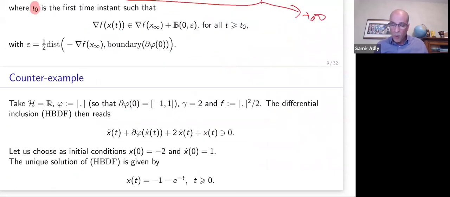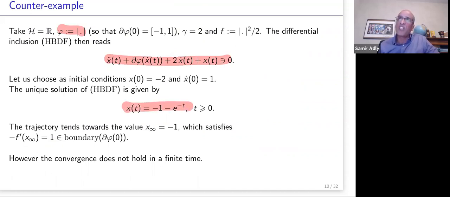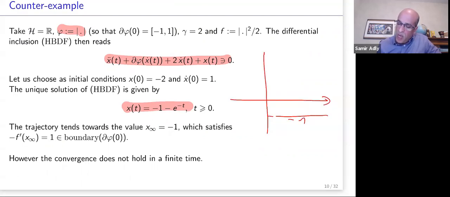So we can illustrate this via a simple example, dynamic in dimension 1, sorry, with the absolute value, okay? And you will see that in this case, we have a solution which converges in infinite time, okay? Because the interior condition is not satisfied in this case. This is a simple dynamic. You have -1, okay? And you have +1.